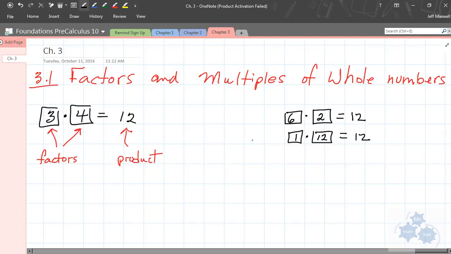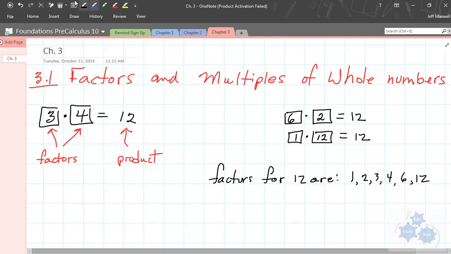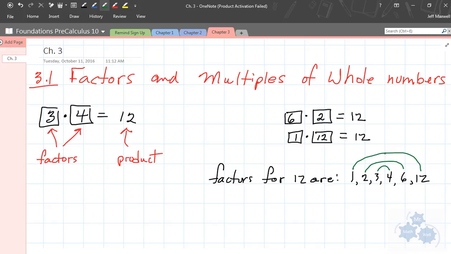Not whole number factors. So the factors for the number 12 are 1, 2, 3, 4, 6, and 12. Those are the factors listed in ascending order. Now here's a neat thing. 1 times 12 is 12. 2 times 6 is 12. 3 times 4 is 12. So the factors, when you list them in order like that, from smallest to largest, you kind of get this rainbow thing happening, and those are the multipliers.